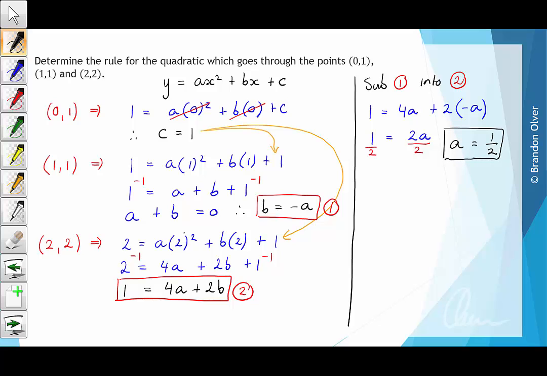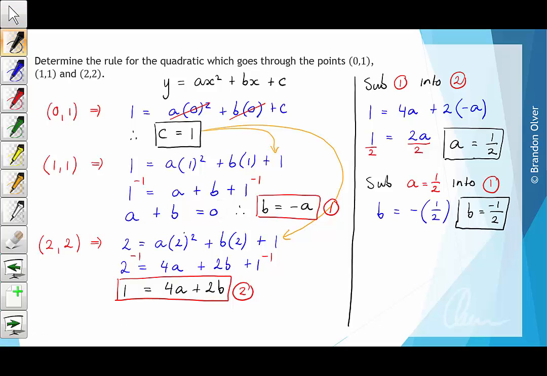Next we substitute a = 1/2 into the easiest one to find b, so I think that's equation 1, and we're going to find that b = -a, which is -1/2. So therefore b = -1/2. And of course we already found that c was equal to 1 over here.